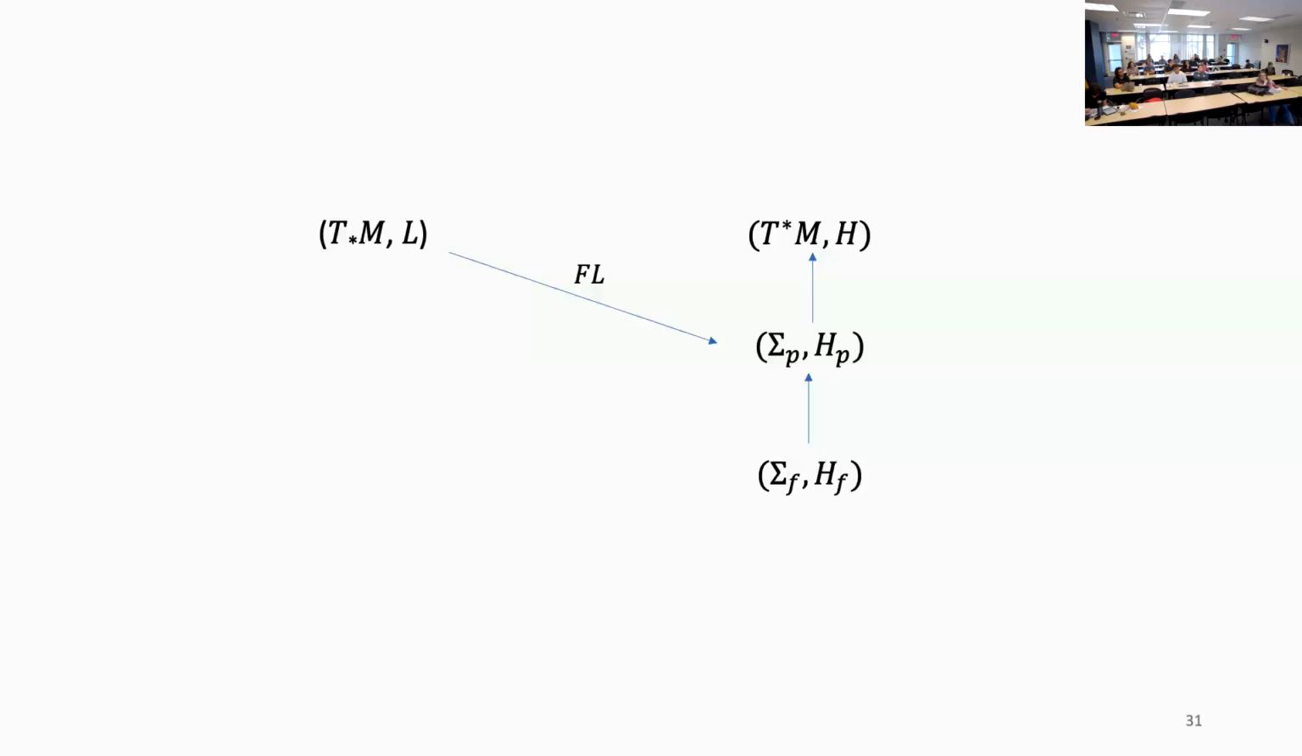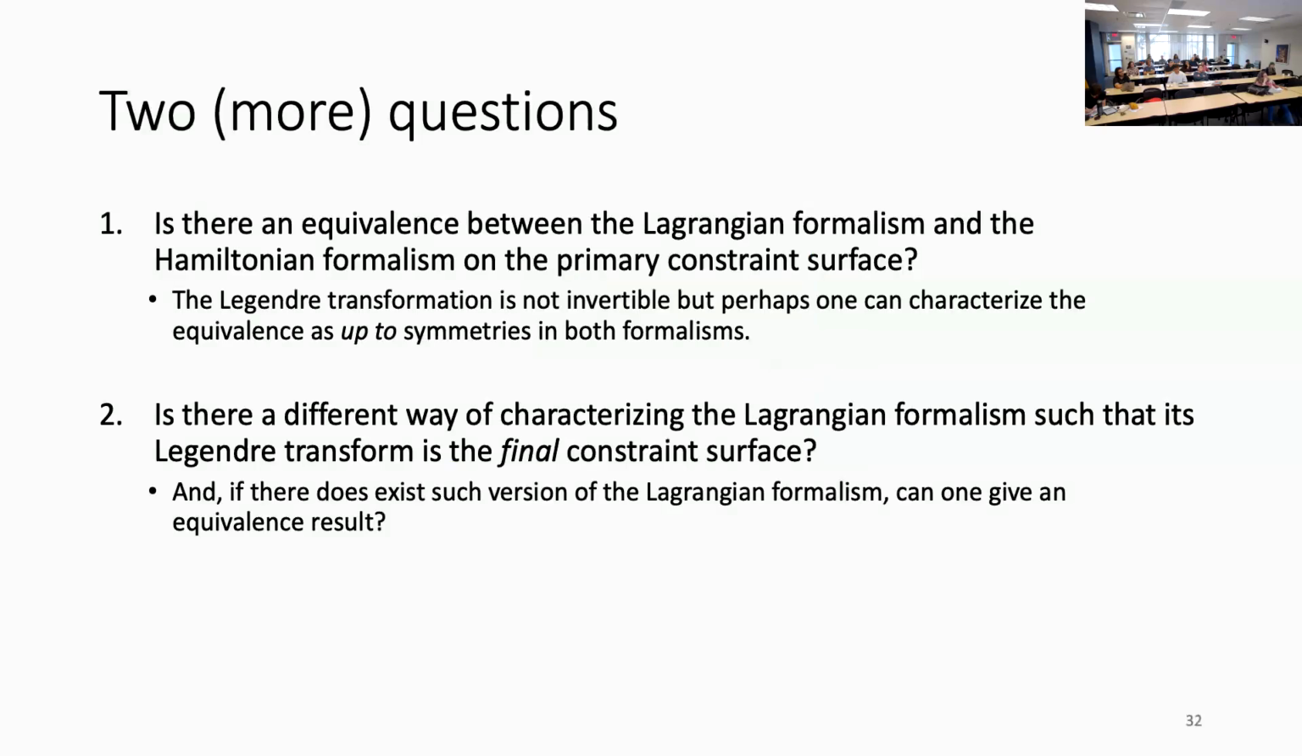There are two further natural questions that I think arise here. Firstly, is there a way to characterize the equivalence between the Lagrangian formalism and the Hamiltonian formalism defined just on the primary constraint surface? What's interesting about this case, as I've said before, is that the Legendre transformation is not invertible, but perhaps there's a way that one can characterize the equivalence as up to the symmetries in both of these ways of describing physics.